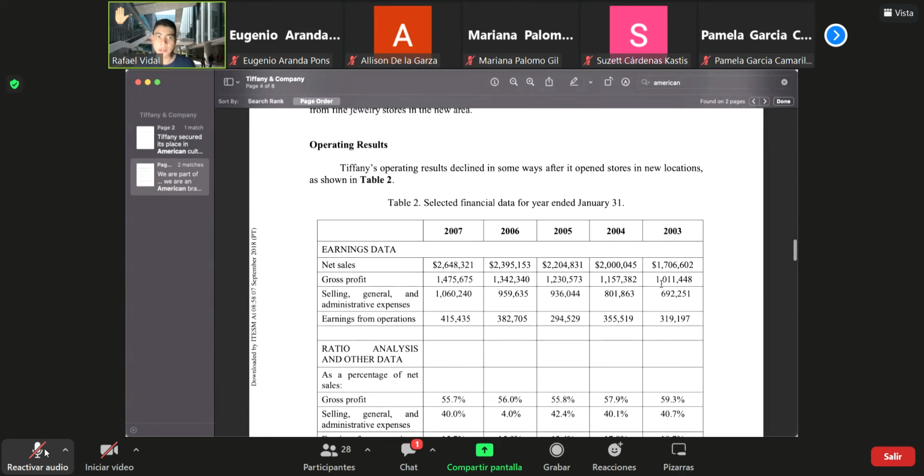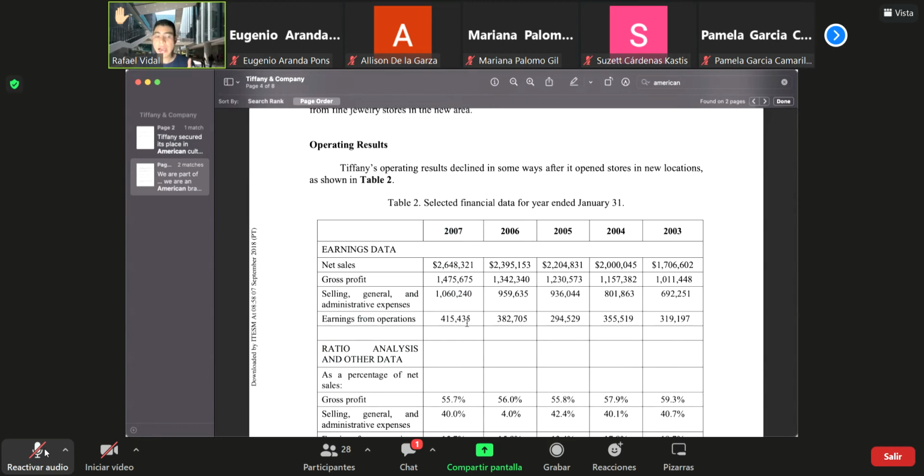They have more operational expenses, and they also have more cost of goods sold, but the gross profit is increasing. The net profit or earnings from operations in this case is increasing, so they are not losing money.